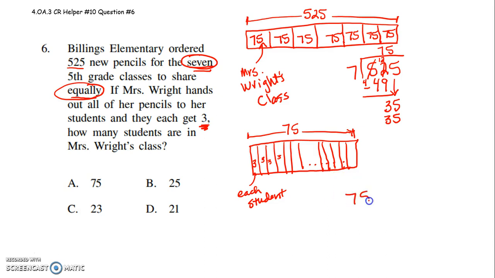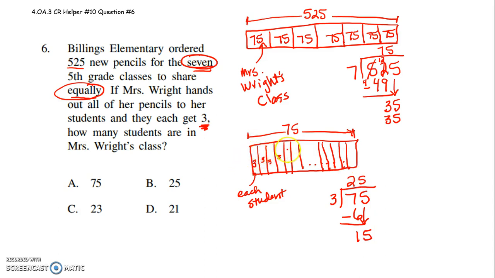Well, if you take 75 divided by each student getting 3 pencils, I'll be able to tell you how many boxes we'd have to draw in here. 3 goes into 7 twice. 2 times 3 is 6. Subtract off. Drag down that 5. 3 goes into 15 5 times. That means I need 25 boxes in here.